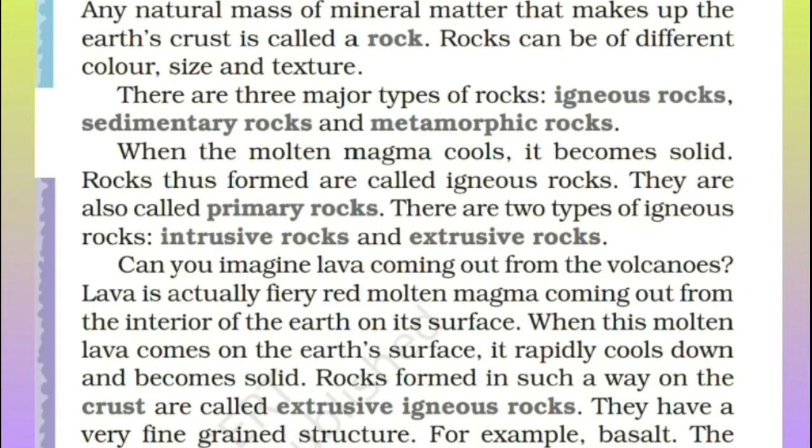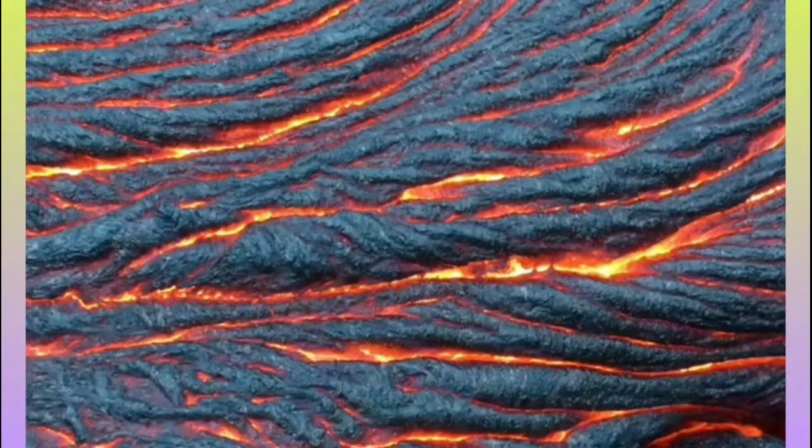So, molten magma. You know what is molten magma? Lava. Have you seen volcanoes? Volcano, when it erupts. Okay, when the volcano erupts, then lava comes out from the volcano. Right? So this lava, the molten magma, when it cools down, then it becomes a solid substance. That substance is your lava.